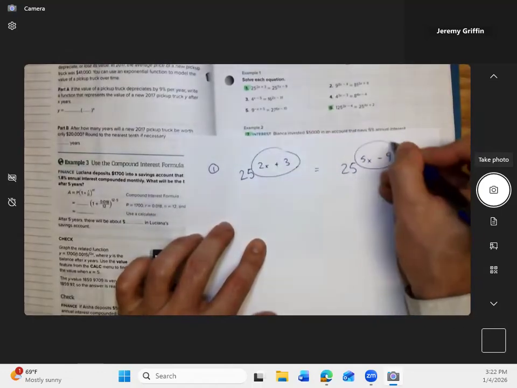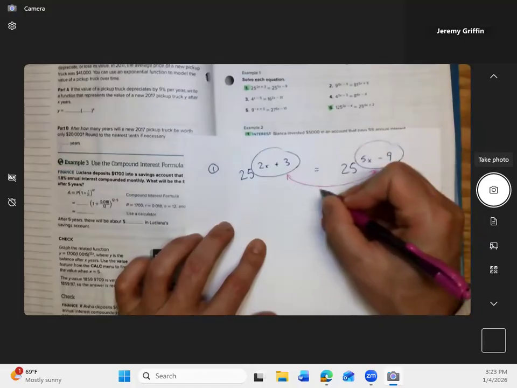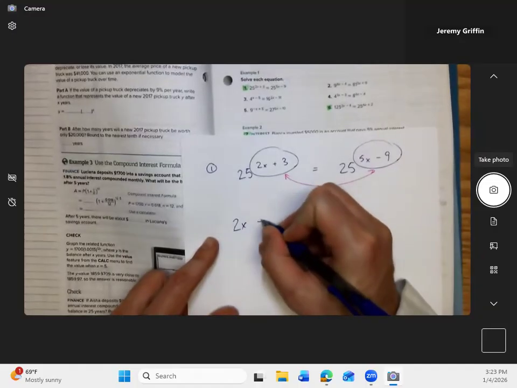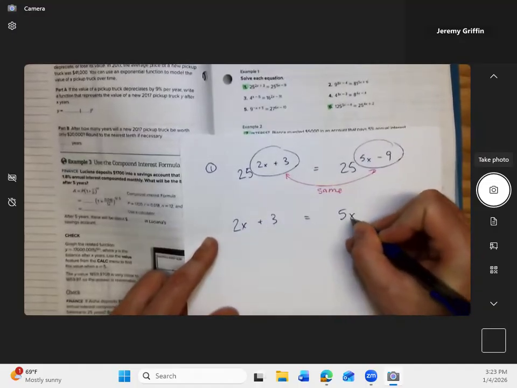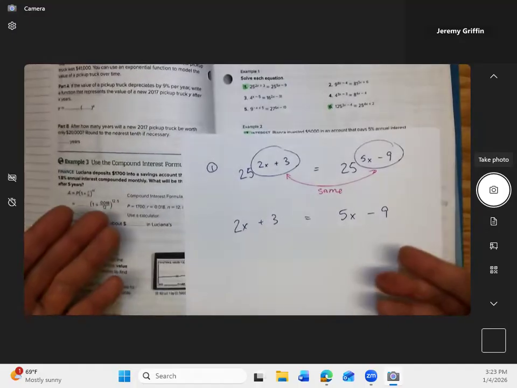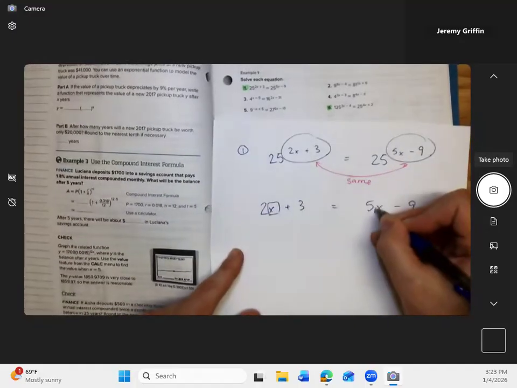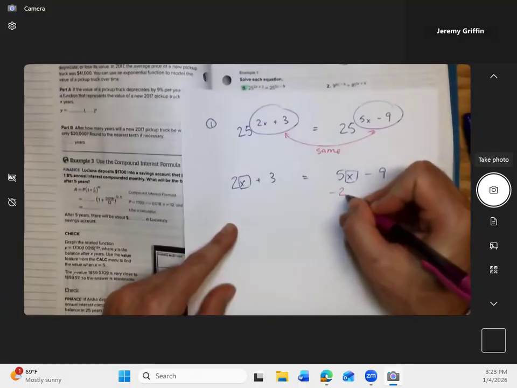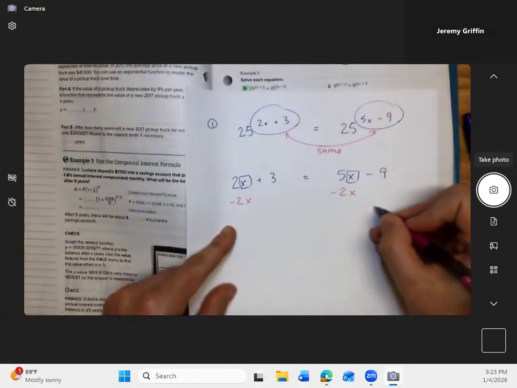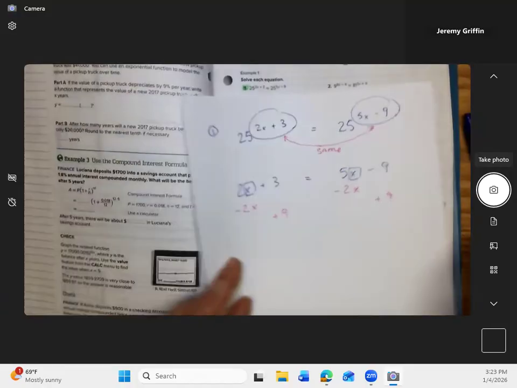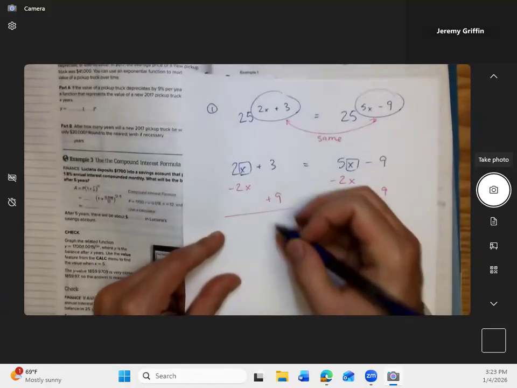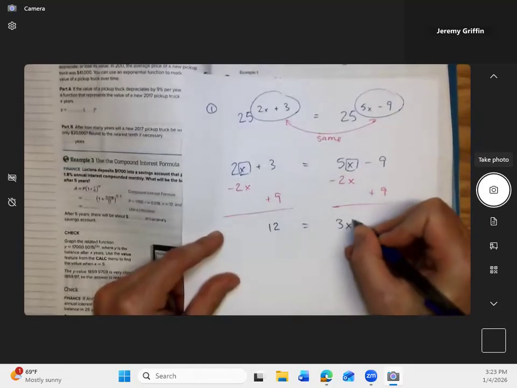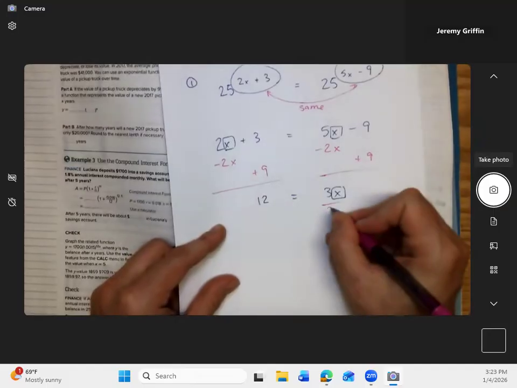I think these exponents have to be the same. They have to match. So 2x plus 3 has to be 5x minus 9, because it's 25 to that power and 25 to that power. Now we can just use regular algebra rules to solve for x. Maybe we get all the x's on one side. I'll subtract off 2x from both sides. I'll add 9 to both sides while I'm at it. Add everything up, see what we get. On this side, I got 12, because 3 and 9 is 12. Over here, I got 3x. Divide both sides by the coefficient 3.